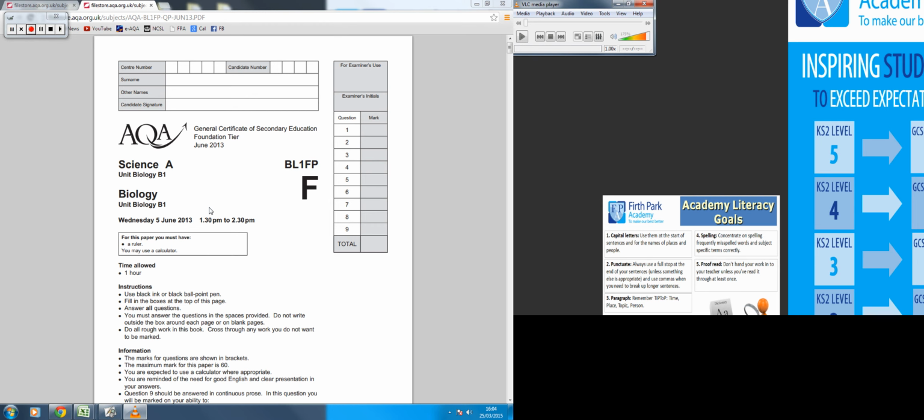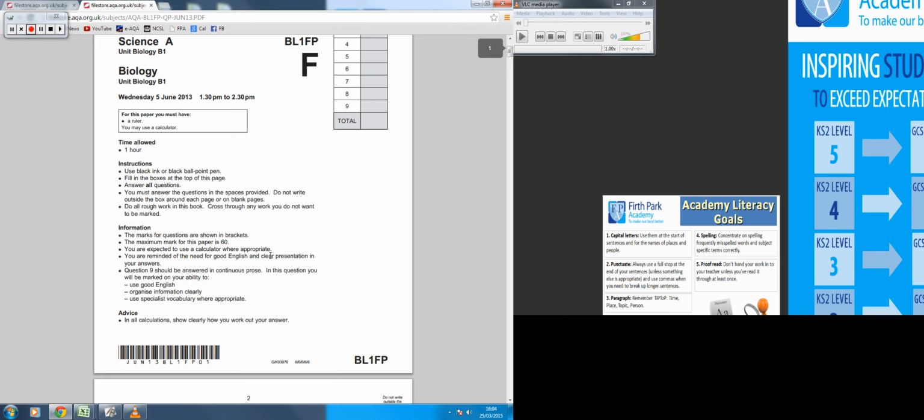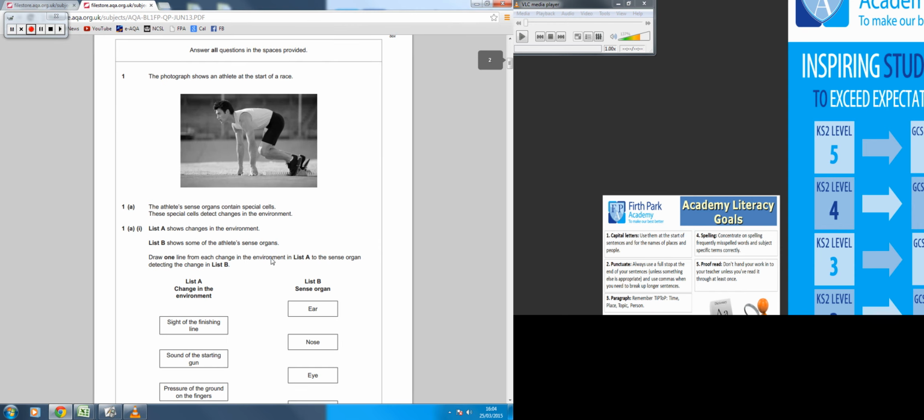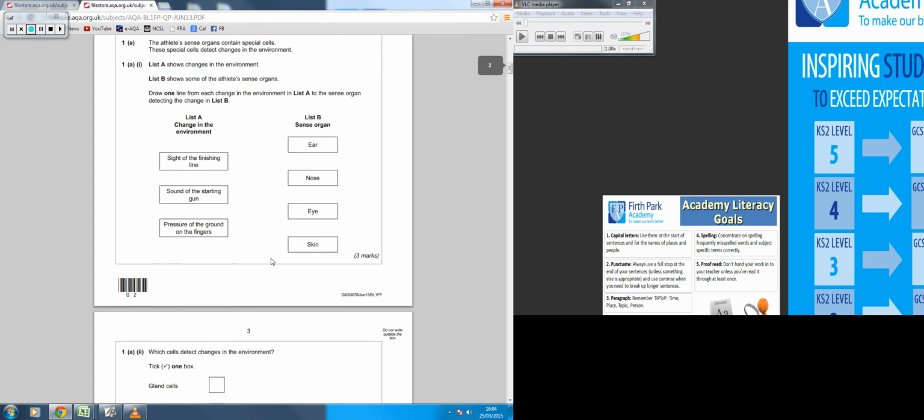This is the foundation tier paper and it's the past paper from 2013. So standard front page, this is what they look like, this is what yours will look like, and then a nice easy question to start with. So it shows an athlete at the start of a race and these questions are just to settle you in. So these are G grade questions which we should be scoring 3 marks from 3. So it's just draw one line from the change in the environment to the sense organ.